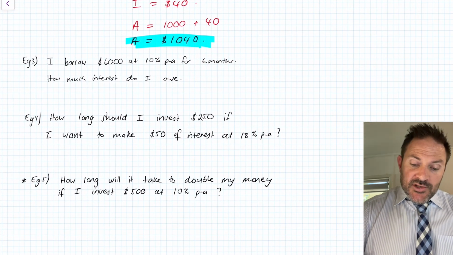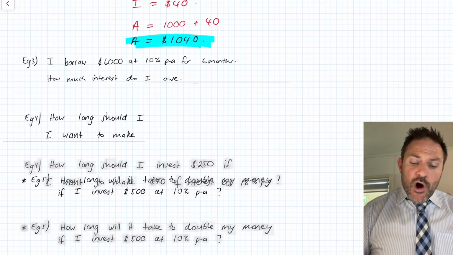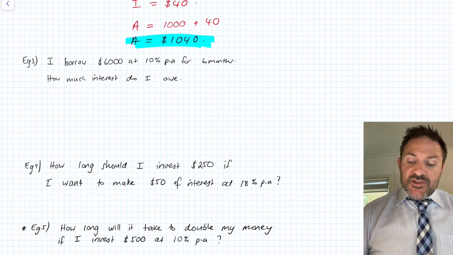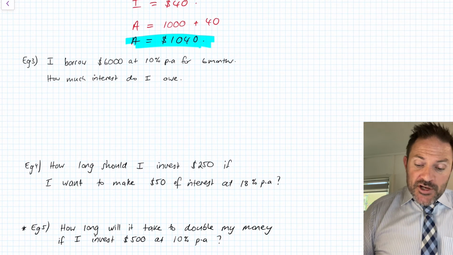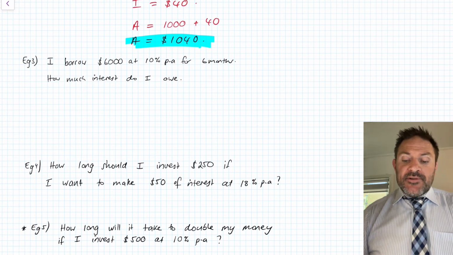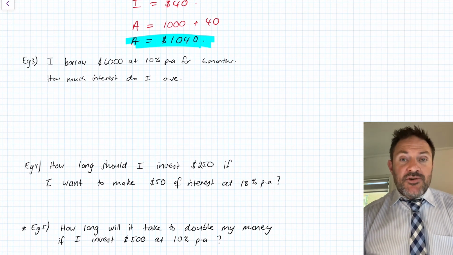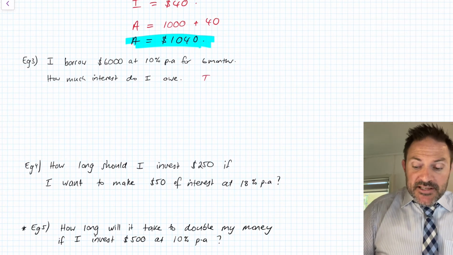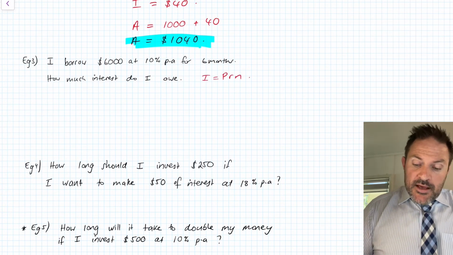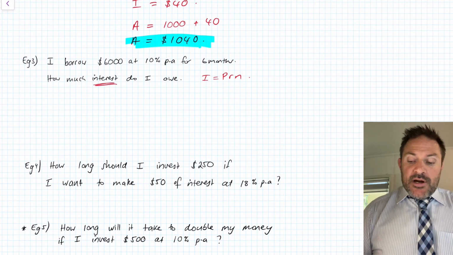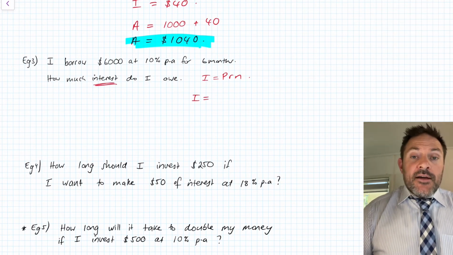All right, next question. I'm trying to give you a variety of different questions. This one is almost the same, but there's a trick to it. Did you get it? Okay, first of all, I borrow $6,000 at 10% per annum for 6 months. How much interest do I owe? Okay, it does not mention compound. I equals PRN. Now, how much interest do I have? Well, that means I'm finding the I value.